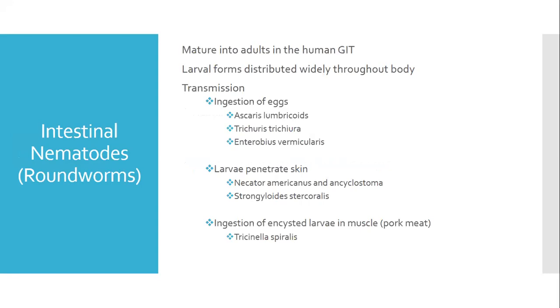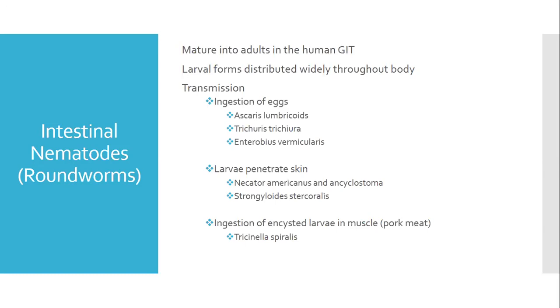Going on to the intestinal nematodes, which are the roundworms, they are considered to be intestinal worms because the mature adults are found in the human gastrointestinal tract. However, the larvae, depending on the various nematodes that we are going to be discussing, are variously distributed throughout the body. There are mainly three modes of transmission. The first mode is through ingestion of the eggs, either from contaminated hands or contaminated vegetable matter. The nematodes that are transmitted in this manner are Ascaris lumbricoides, Trichuris trichiura, and Enterobius vermicularis.